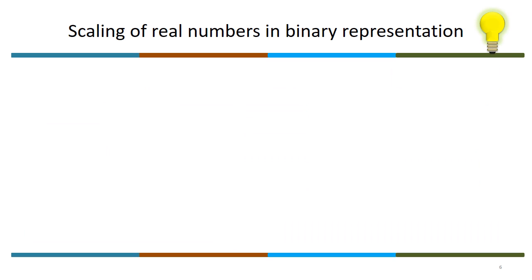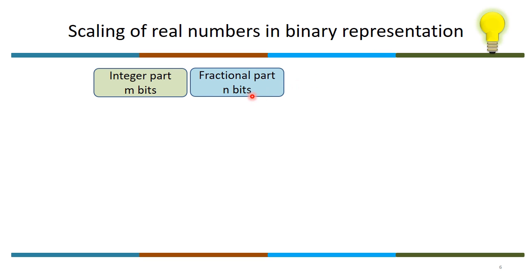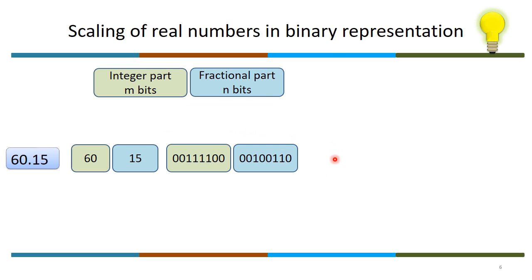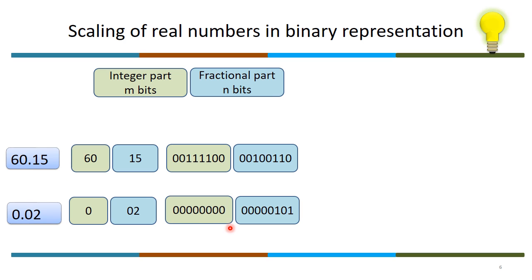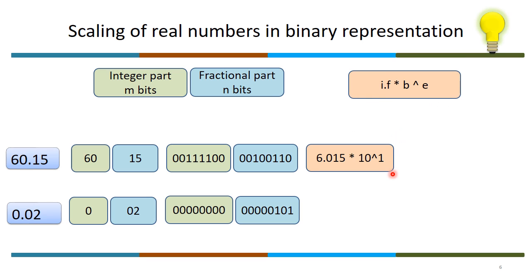we will look into the scaling of real numbers in binary representation, how this representation supports scaling. Quickly, we will look into the fixed point representation of a binary number. We take one example which is greater than 1, and one more example which is between 0 and 1. See here 60.15, the corresponding fixed point representation 60 and 15, and 0.02, 0 and point 0.2. Next, this is the generic representation we saw, the decimal representation which supports scaling.